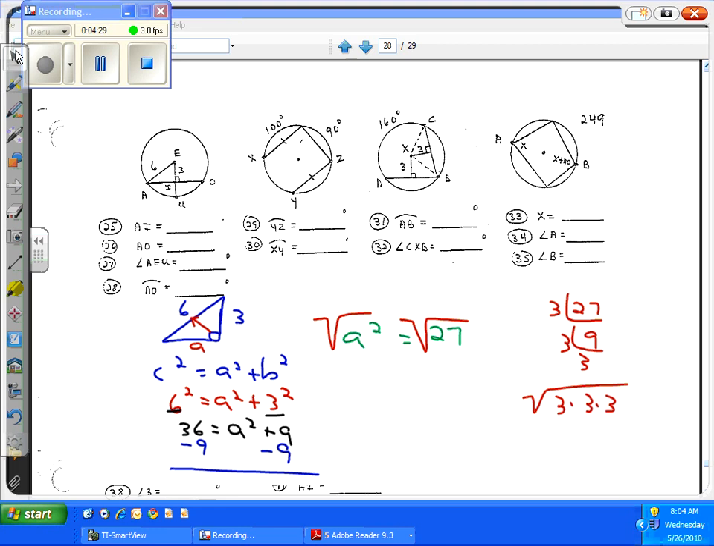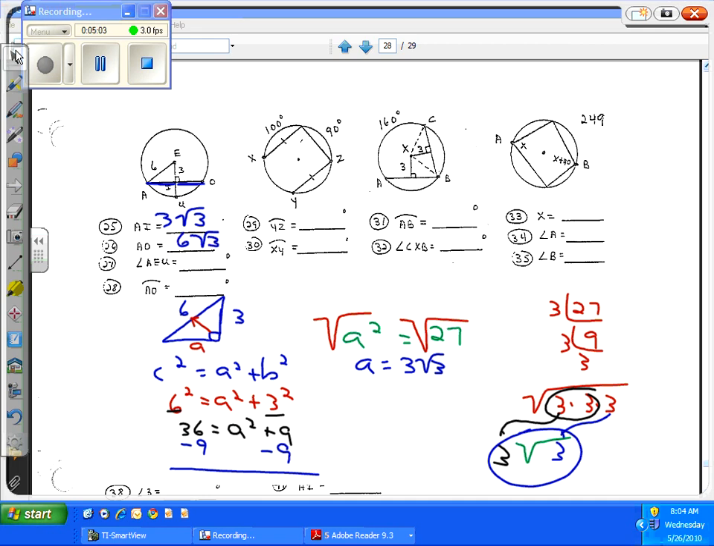Rewrite it as the product of its primes. Circle pairs for square root. Make a new radical. From each set, you bring out that number. What wasn't circled in a set goes back in. And so we get 3 square root 3. That's better, isn't it? And again, if this is 3 square root 3, then this is 3 square root 3, so the whole thing is double that, 6 square root 3.